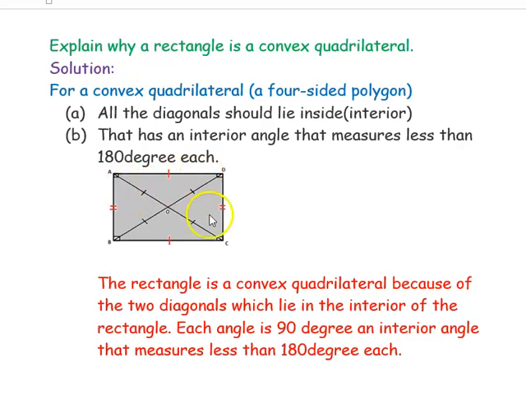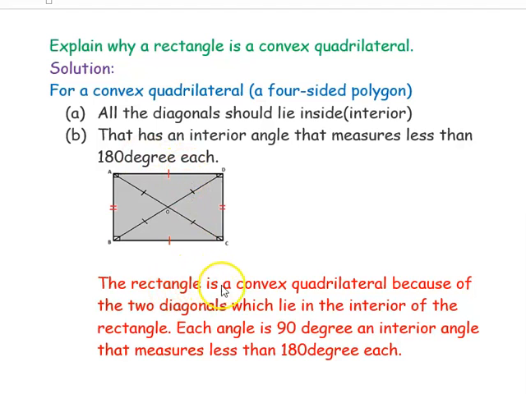Now if you look at the picture of a rectangle, both the diagonals lie inside the rectangle. So we can say that it's convex. And if you take each angle measure of a rectangle, it is 90 degrees, so it is less than 180 degrees.